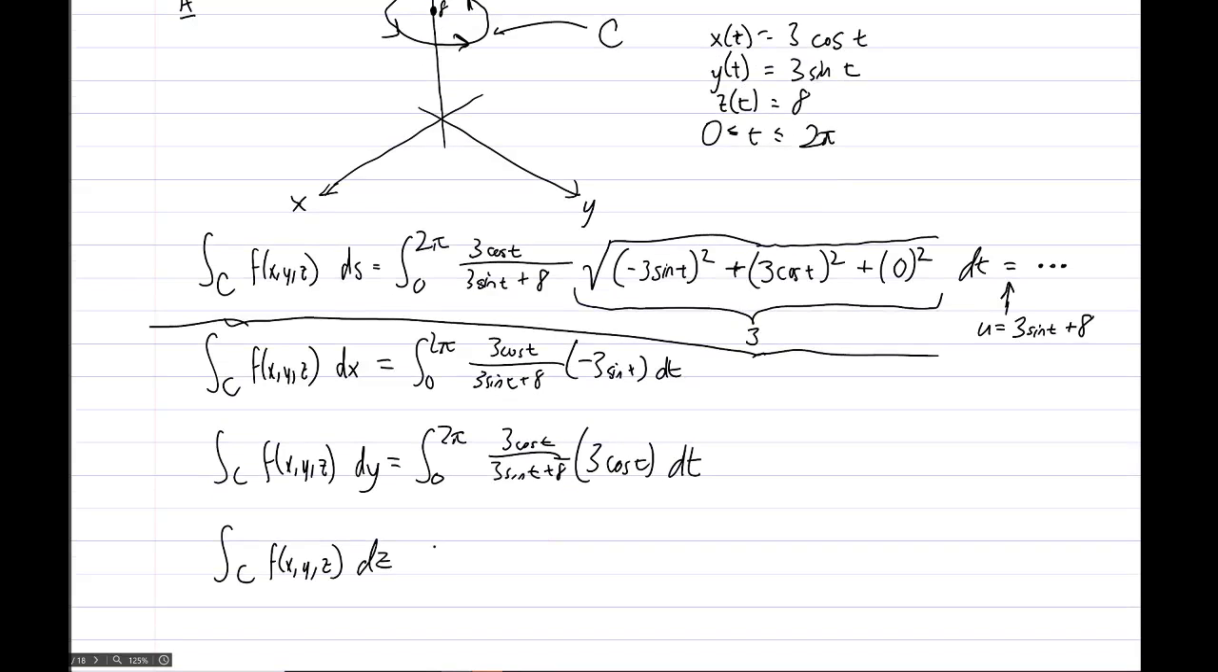For the last one, this would be integral 0 to 2 pi 3 cosine of t over 3 sine of t plus 8, and now we actually just have 0, that's the derivative of 8 after all. So dz dt is 0 because the derivative of 8 is 0 dt. So look, this whole thing is 0. The rest of these would take a little more work to do, but let's just comment that because this one's easy enough, the value of this would be 0.